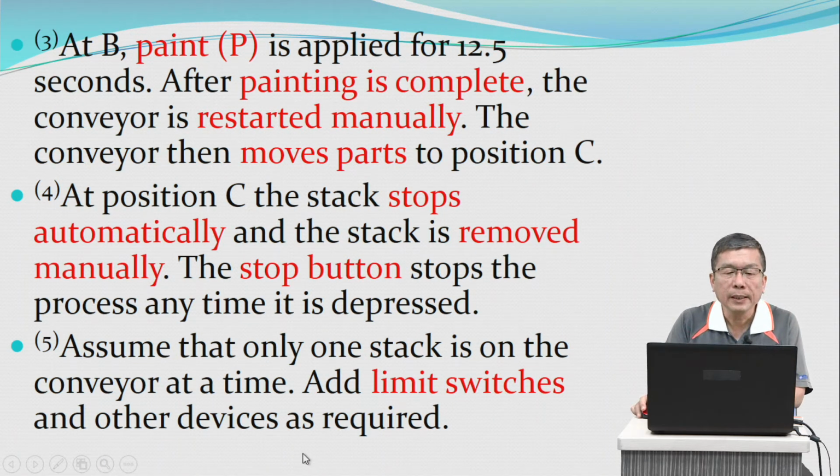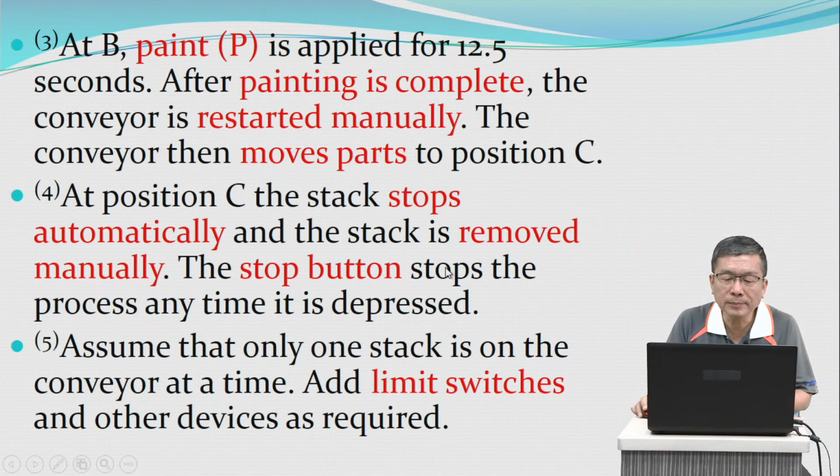At B, paint is applied for 12.5 seconds. After painting is complete, the conveyor is restarted manually. The conveyor then moves the parts from position B to position C. At position C, the stack stops automatically and the stack is moved manually.